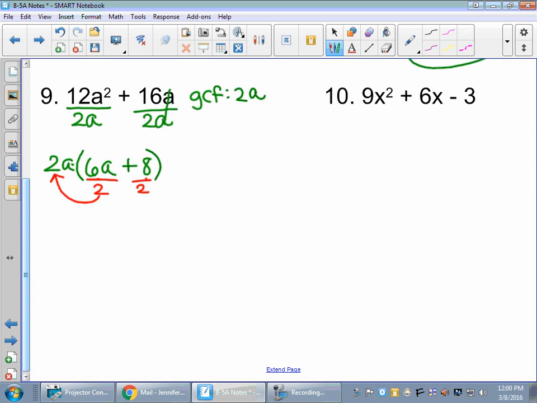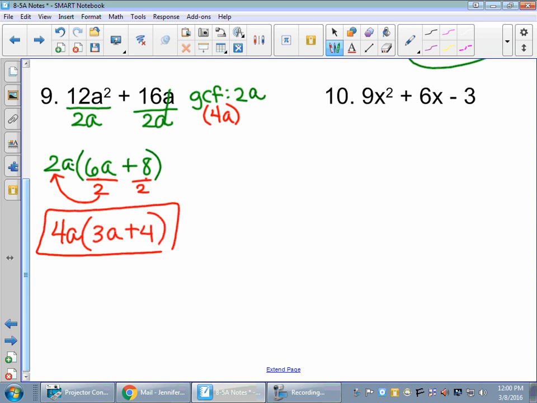So it gets multiplied by the 2a. 2 times 2a ends up giving us our 4a that we should have started with. So even though we did say that the greatest common factor was 2a, we know it's 4a. And so we eventually get there. 6a divided by 2 leaves me with a 3a, and an 8 divided by 2 leaves me with 4. And so this is the true prime factorization of that number.